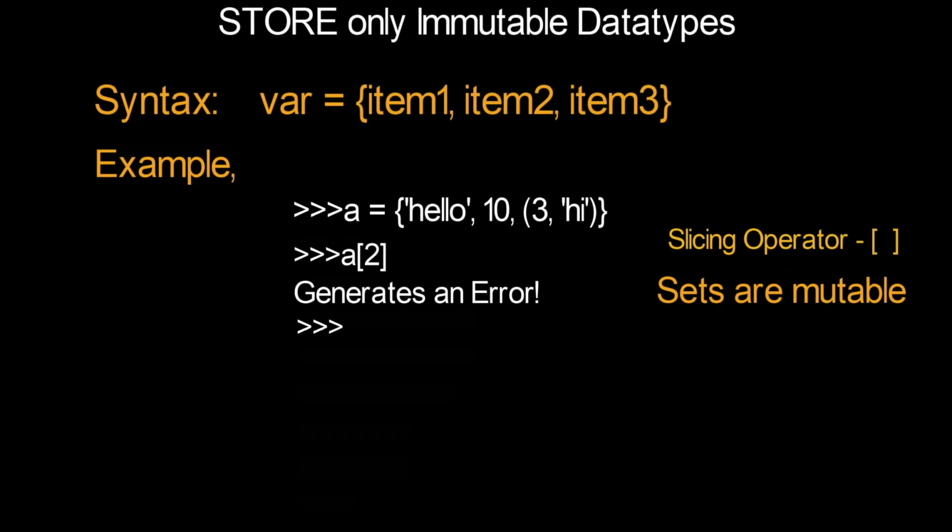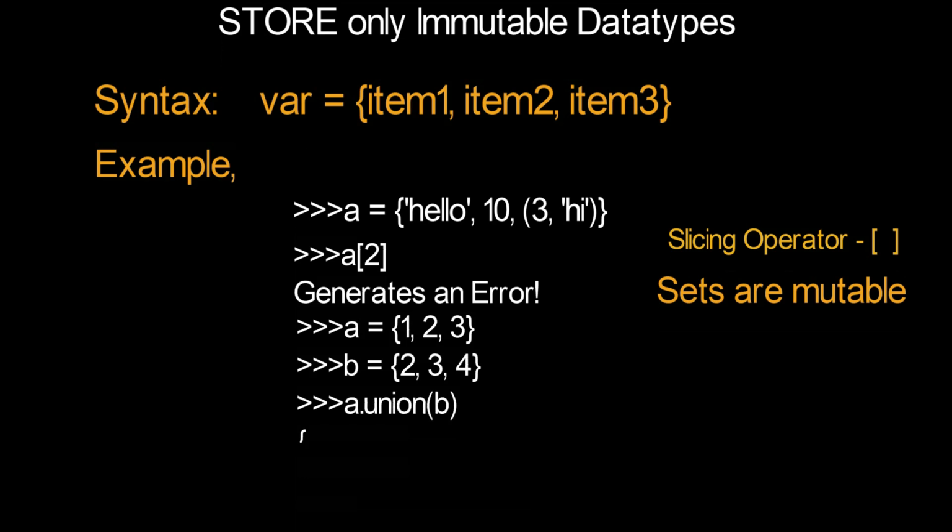on two sets, like a equals 1, 2, 3 inside curly braces, and b equals 2, 3, 4 inside curly braces. Now if we write a.union(b), it will give the result as 1, 2, 3, 4. We can see that set a and set b combine together and only the unique values are retained. Also, if we write a.intersection(b), it will give the result as 2, 3 inside curly braces. In intersection, the common elements which are present in both the sets are retained.